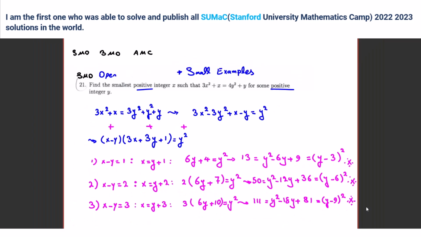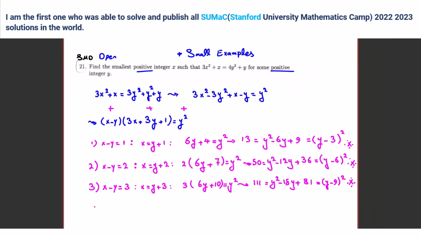Good job. Let's check one more case. If x minus y is 4, try this one. Oh, x equals 30 and y equals 26.